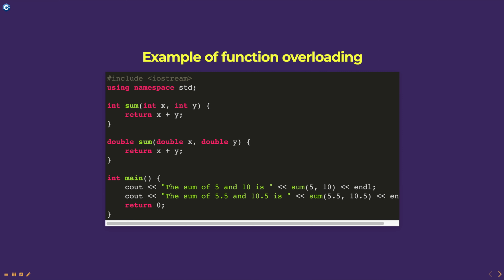When the function is called with two integer arguments, the first sum function is called. And when the function is called with two double arguments, the second sum function is called. The output of the code is: the sum of 5 and 10 is 15, and the sum of 5.5 and 10.5 is 16 is printed.